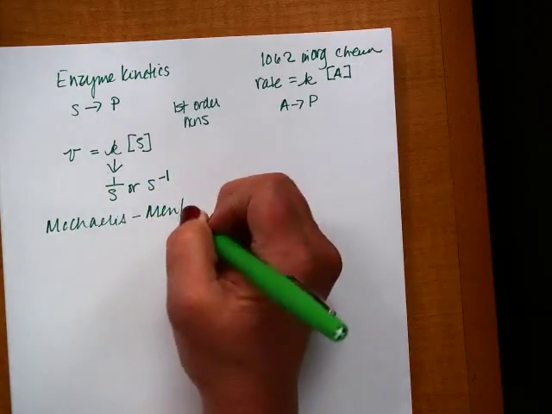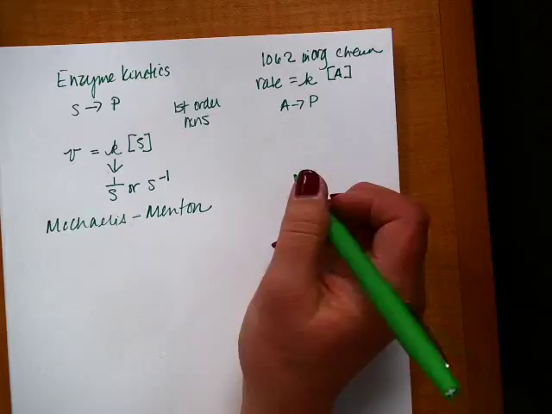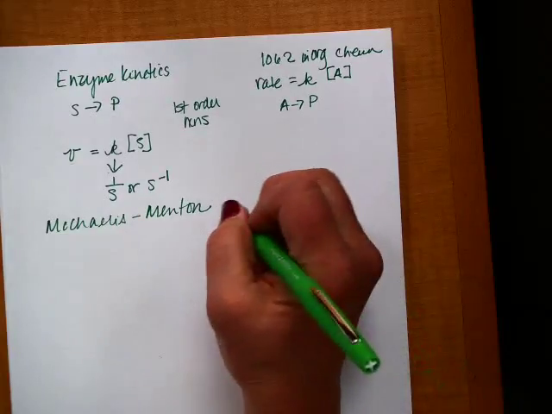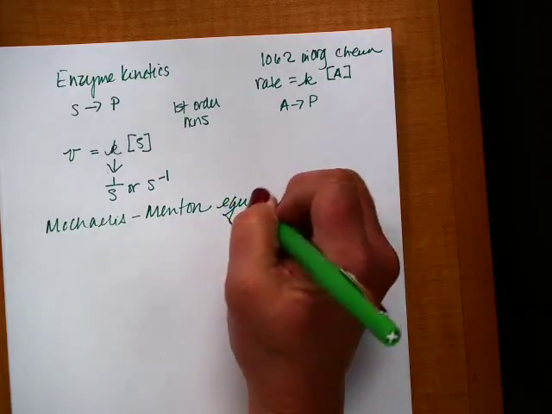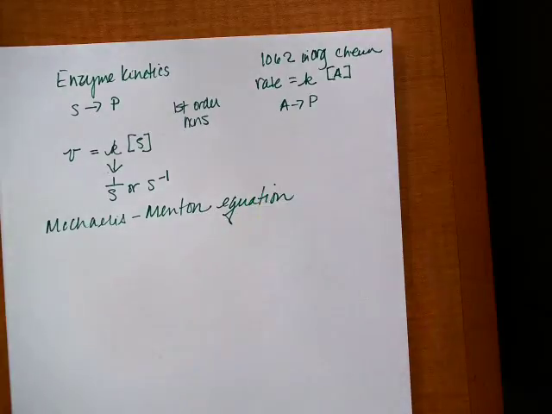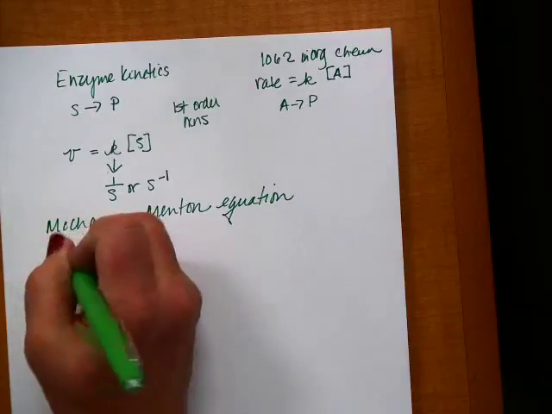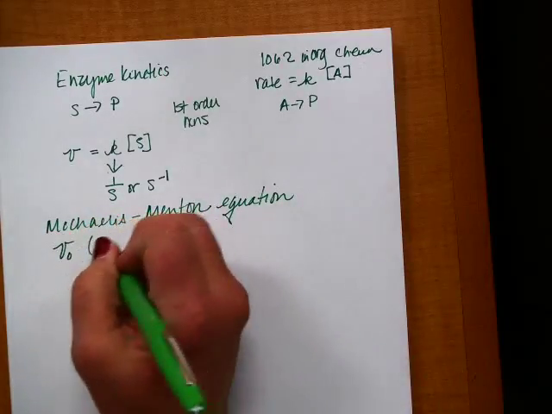Michaelis-Menten came up with a mathematical relationship between velocity, velocity maximum, substrate concentration, and something else we're going to call Km, and we'll talk about those. Initial velocity is just V naught.